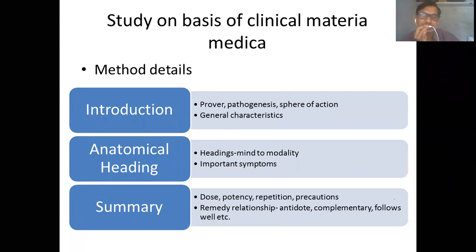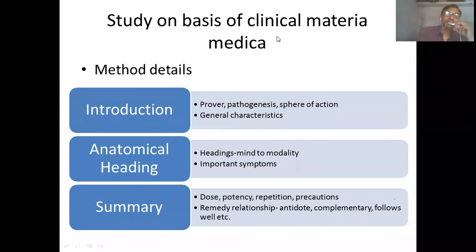And then lastly, there is a summary part, and in that summary part, important practical information is given, like dose, potency, repetition, precautions while using the remedy, while using the potencies, or for how long this medicine should be used. So all such practical tips, practical tips is a good word, so this type of practical knowledge is given in the summary part.